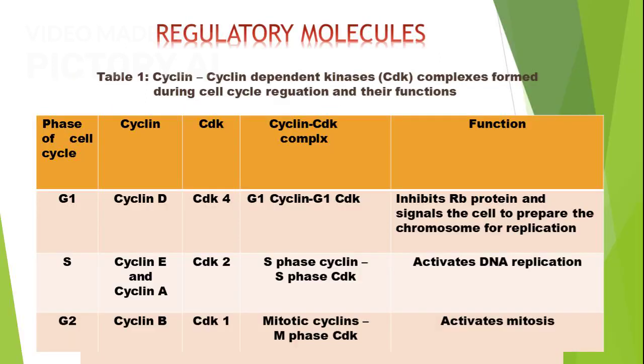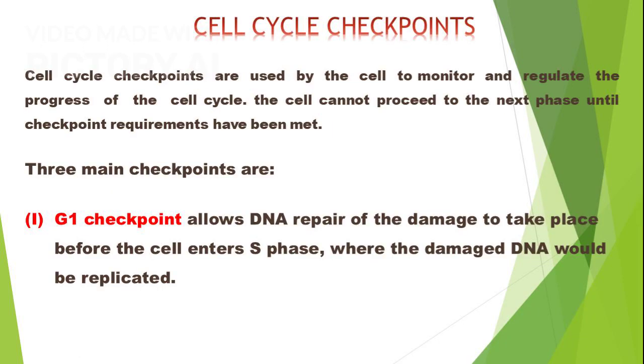This table outlines the Cyclin CDK complexes formed during cell cycle regulation, detailing their functions in preparing the cell for division and activating DNA replication and mitosis. Cell cycle checkpoints monitor and regulate cycle progress, ensuring DNA repair before the cell proceeds to the next phase. The G1 checkpoint allows for DNA damage repair before S phase entry.